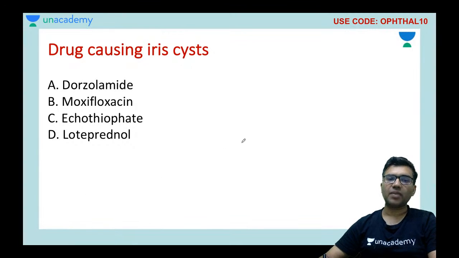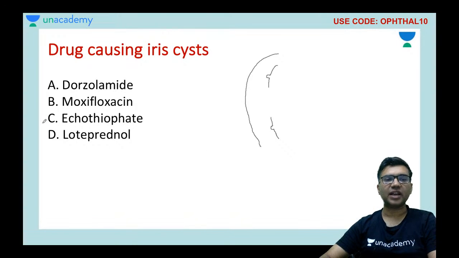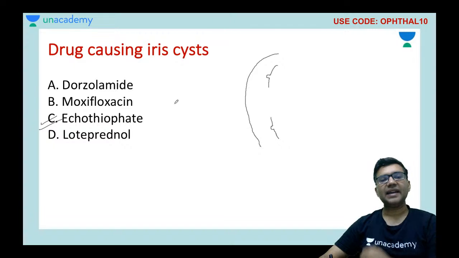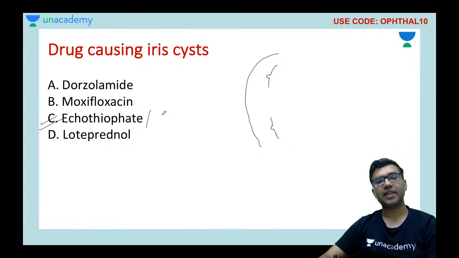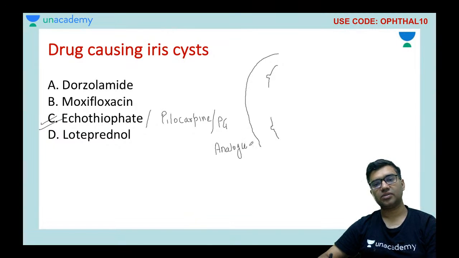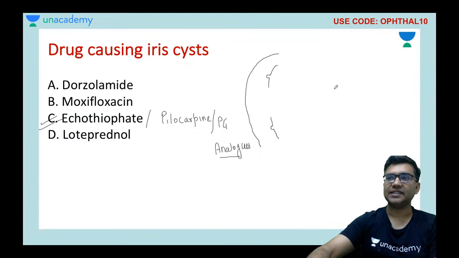They are dorzolamide, moxifloxacin, ecothiopate, or loteprednol. Iris cysts sometimes can be seen in patients who are using cholinergics like ecothiopate. So remember, iris cysts can be seen with ecothiopate. Also, it can be seen in patients who are using pilocarpine, and very rarely even in patients using PG analogs. In all of these you can have an iris cyst. So the answer here is C.